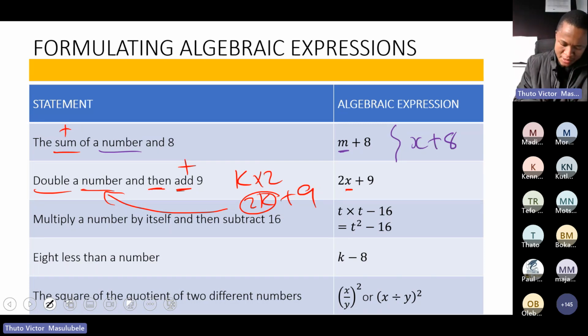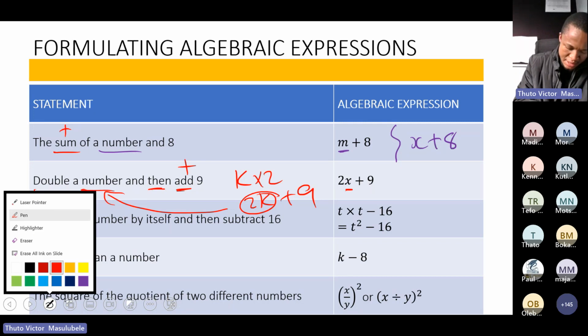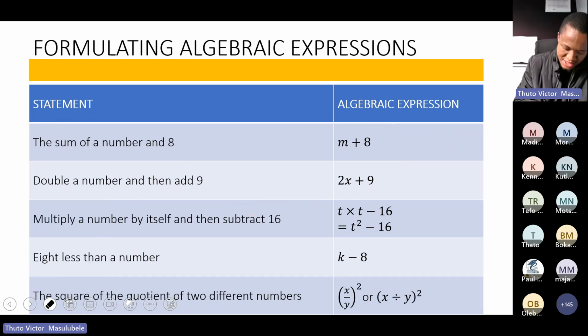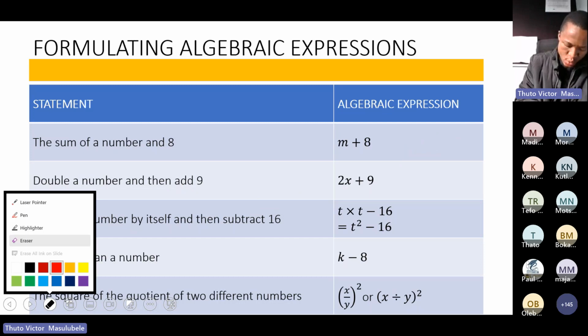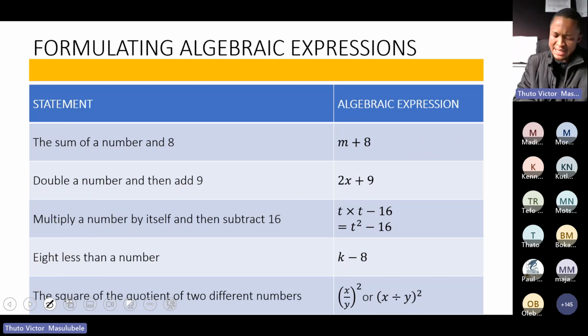Now let's get to the next one. What we are doing here, by reading the statement, is that we need to multiply a number by itself. Now remember, we don't know what the number is. If you don't know what that number is, assign a variable. And what are we doing? We are multiplying that number by itself, so we know the correct operation sign. Say that number you decided to be variable t. So it will be t multiplied by t, because you're multiplying the number by itself.